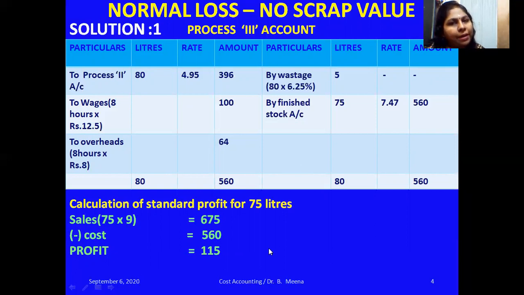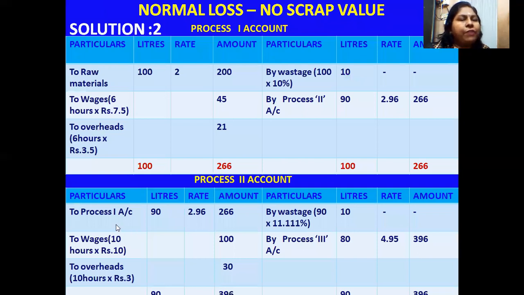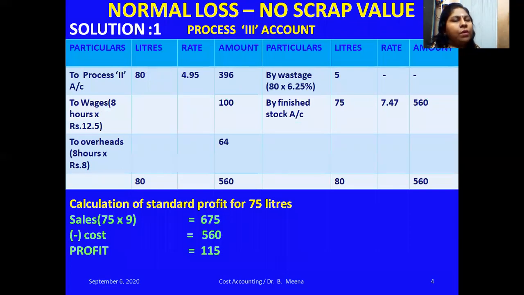And then one more question is pending in this problem, to calculate the profit. How to calculate the profit? What is the sales per unit given? The sale price per liter is given as 9 rupees. So 9 rupees into 75 liters. What is the sales value? 675 rupees. And the cost I already calculated, look at process 3, 560. So 675 minus 560. What is the profit? Rupees 115.